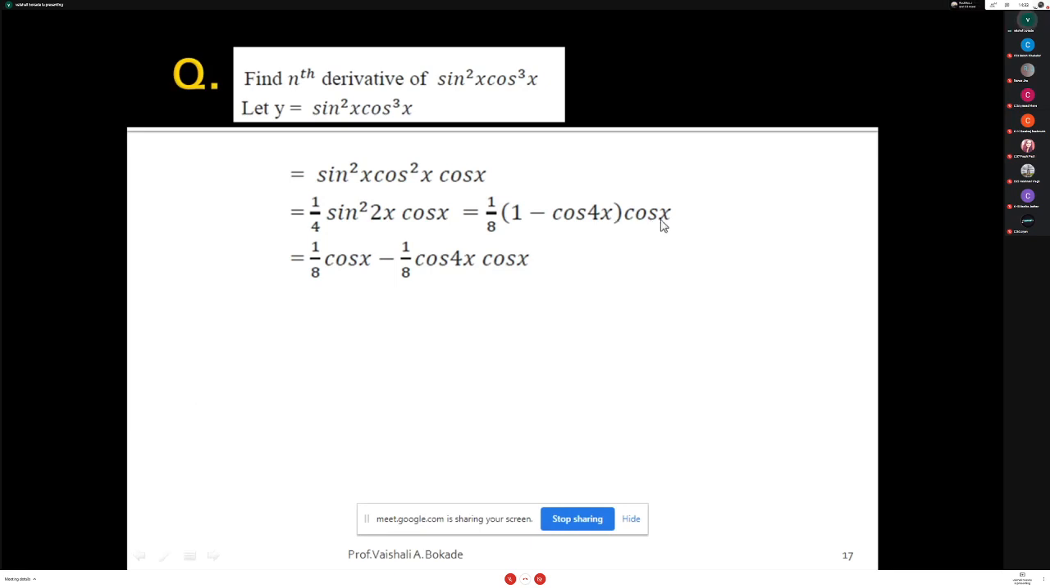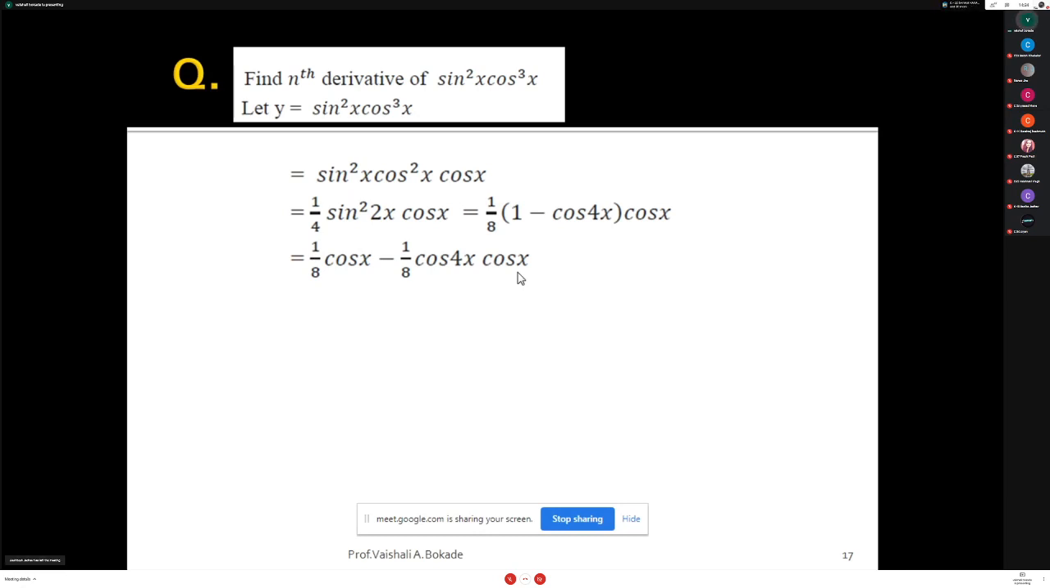Now I've nearly reached my answer. Not the answer, but what I expected. I want to write these terms in terms of addition or subtraction of sine or cos terms. So let me multiply cos x inside. I am having cos x minus 1 by it, cos 4x into cos x. So 1 by 8 into cos x, I'll keep this as it is. And for the second term, I am having cos 4x into cos x.